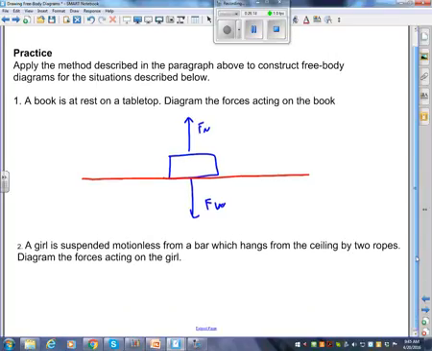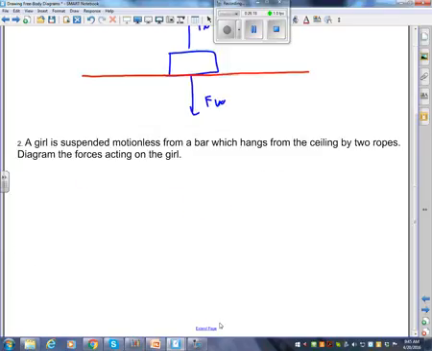A girl is suspended motionless from a bar which hangs from the ceiling from 2 ropes. Diagram the force acting on the girl. On Earth? Yes. How many people drew a little stick figure girl? Nobody? Okay. Weight force? Now, the fact that there's 2 ropes, does that cause any difference? Yes. Technically, you should have this. And technically, it's a tension. And those 2 arrows should equal together.